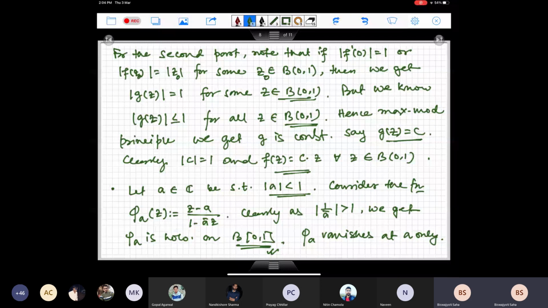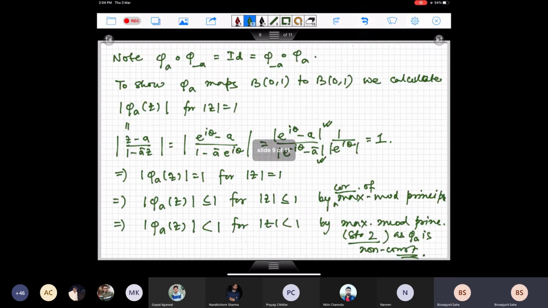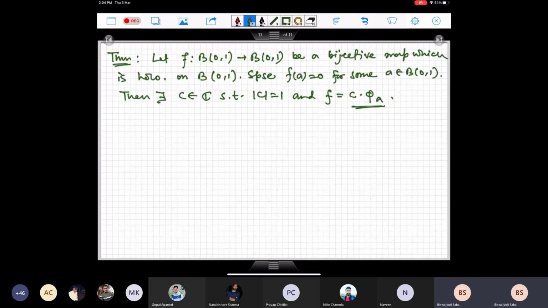Of course, Z minus A was very natural because we wanted to look at a function which was vanishing at A. And since I wanted to map the unit disk to the unit disk, I had to introduce this factor in the denominator to take care of that. Okay, fine. So this is what we would like to prove.